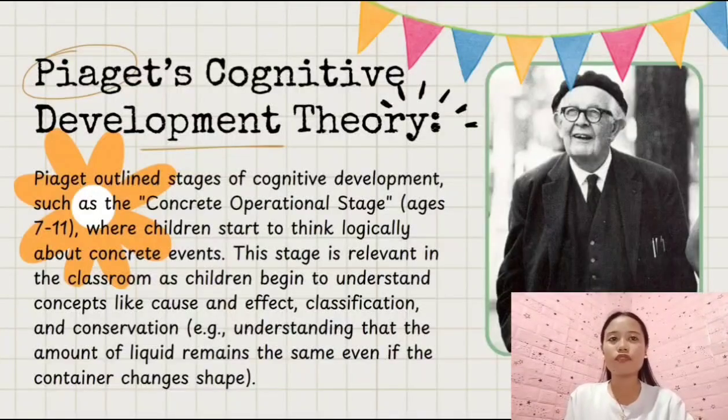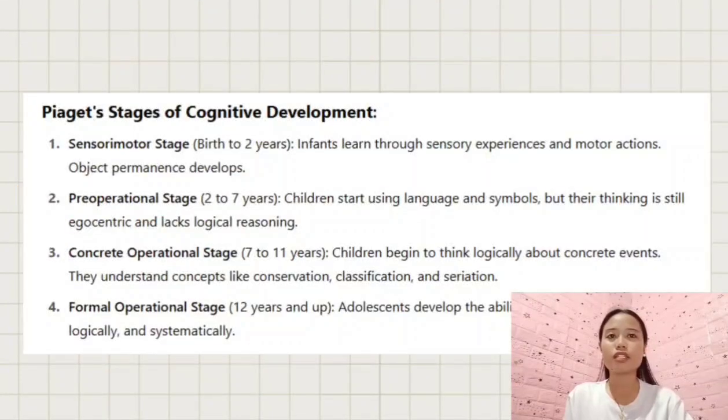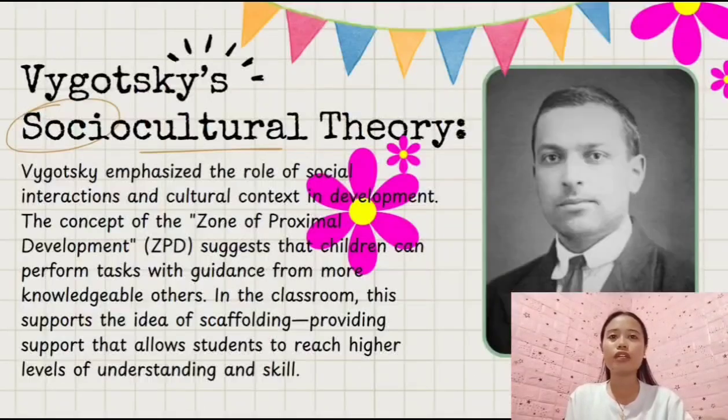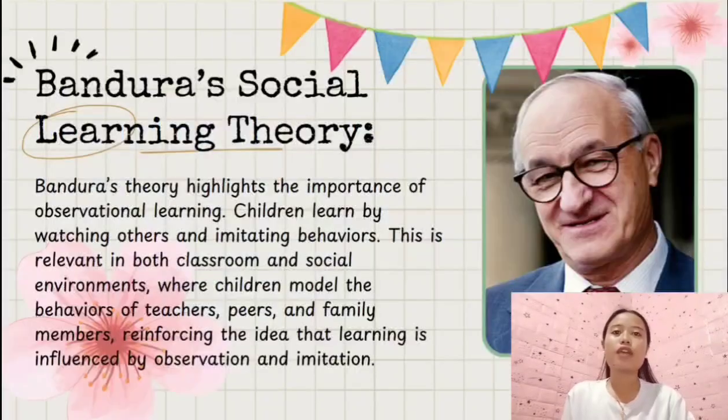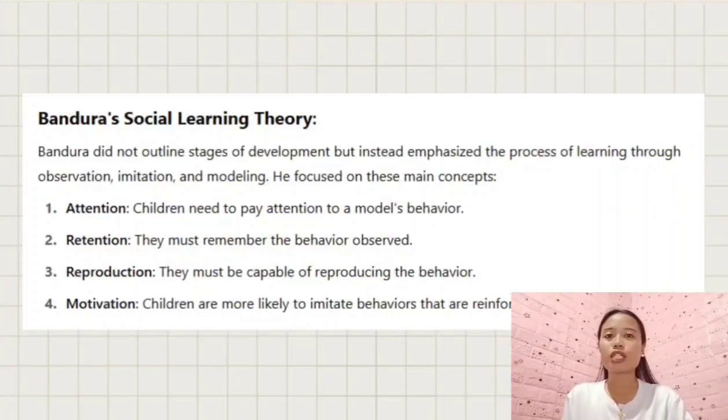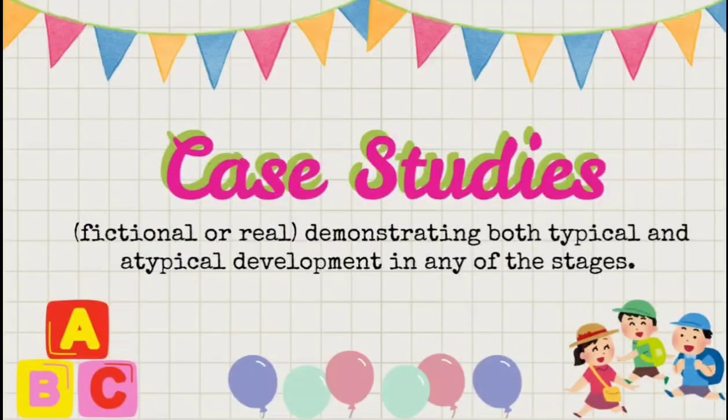And for Piaget's cognitive development theory, there are 4 stages of cognitive development: sensorimotor stage, preoperational stage, concrete operational stage, and formal operational stage. And for Vygotsky's sociocultural theory, there are 3 concepts: zone of proximal development or ZPD, scaffolding, and cultural tools and language. And for Bandura's social learning theory, there are 4: attention, retention, reproduction, and motivation. For your further understanding, we'll be presenting here 2 case studies, demonstrating both typical and atypical development in any of the stages.